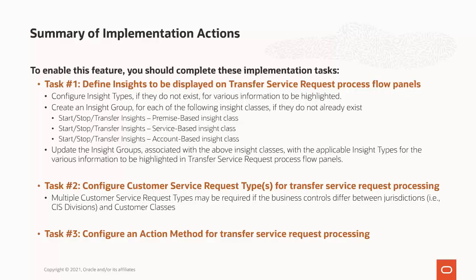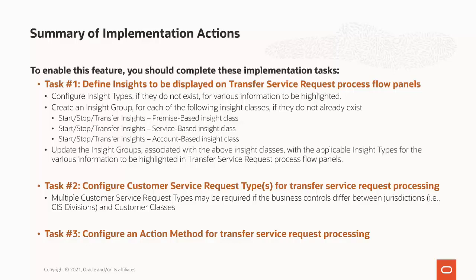There are several insight types already provided. To highlight additional insights, you can configure new insight types to meet your business needs. You must configure insight groups for the three specific insight classes shown here if the groups do not already exist. You will then update each insight group with the insight types to be highlighted. The applicable process flow panels use these insight groups to determine which insights to highlight.